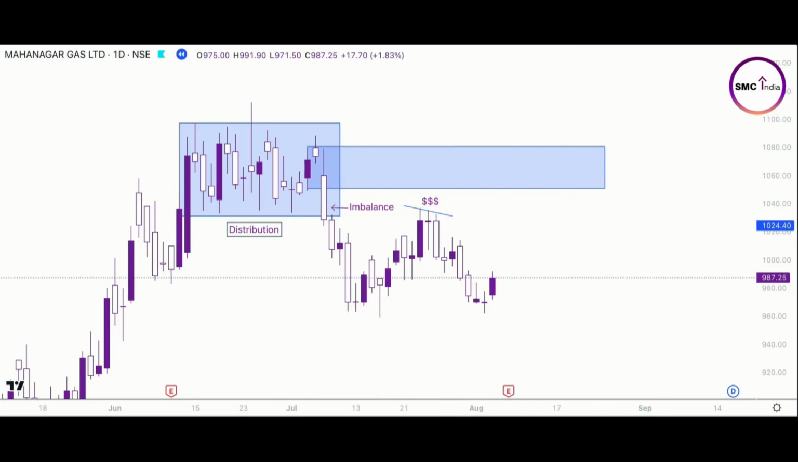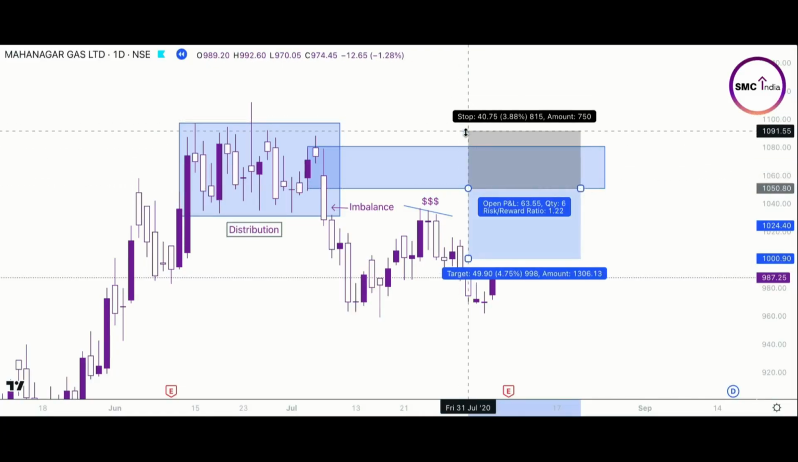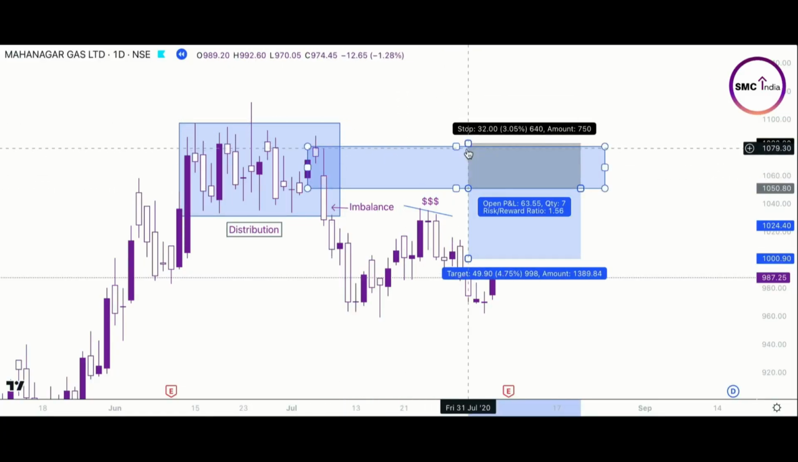So as an SMC trader, you place your trades here. You could see there is an order block here. This is my point of interest. So place your stop losses just above this order block.